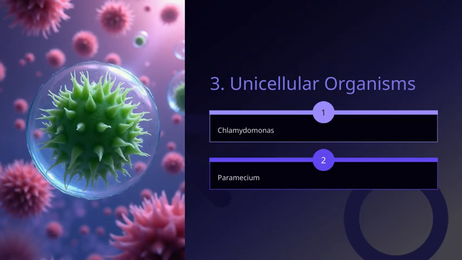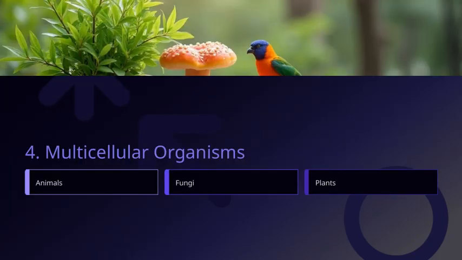Paramecium, on the other hand, is a ciliate protozoan that moves with hair-like structures called cilia, helping it navigate its environment. These organisms are perfect examples of how complex life functions can be carried out by just one cell. They also remind us of the incredible diversity and adaptability of single-celled life forms. This ties into our overall theme of understanding the building blocks of life and how even the simplest organisms have sophisticated mechanisms for survival. Now, let's move on to the next category of multicellular organisms.